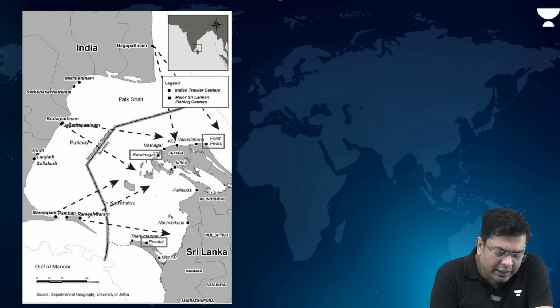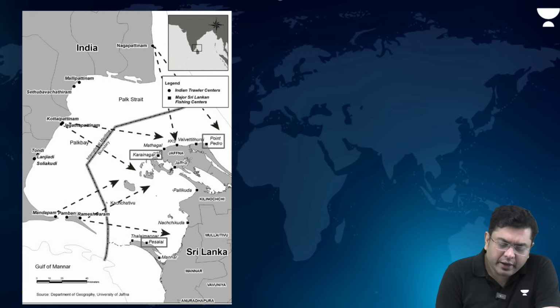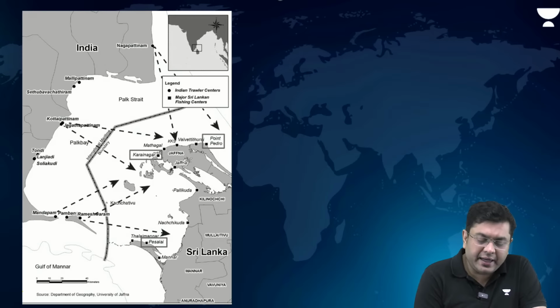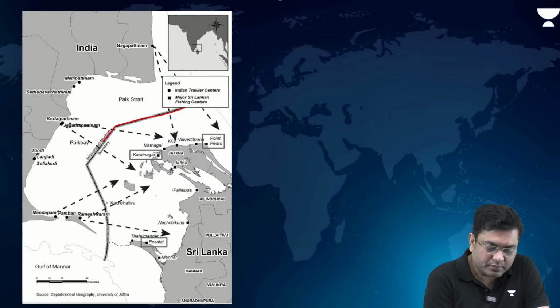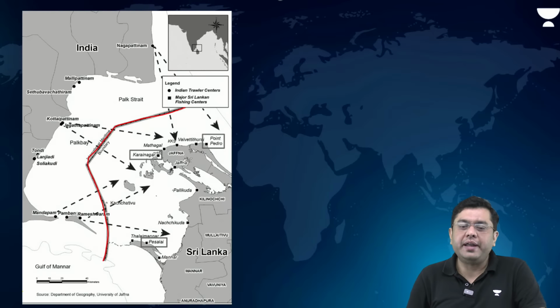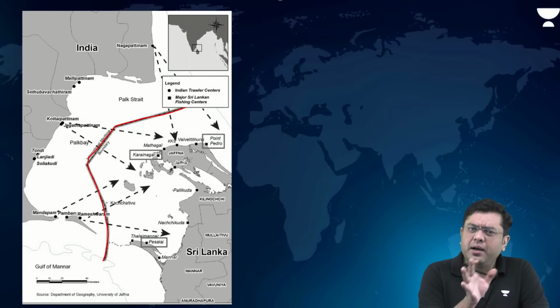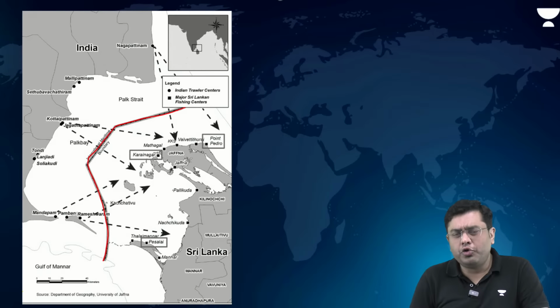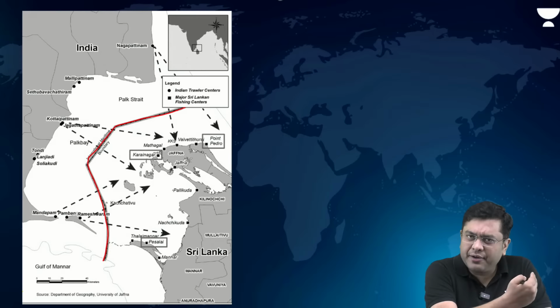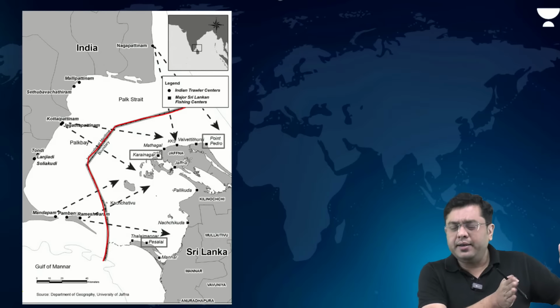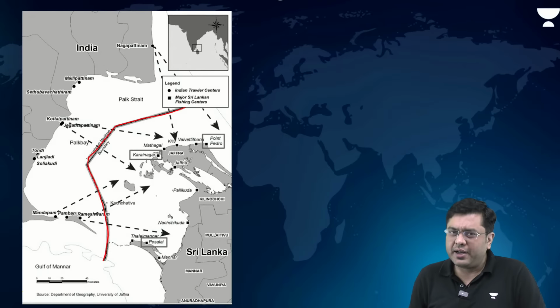If you take a look at this particular image, you will see the Indian coastline and the Sri Lankan coastline, and this is the international maritime boundary. This international maritime boundary demarcates the areas, the region under Indian control and the region under Sri Lankan control.